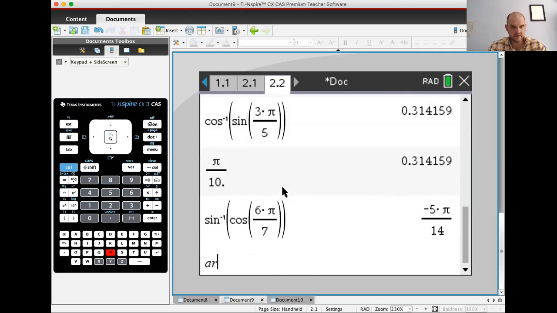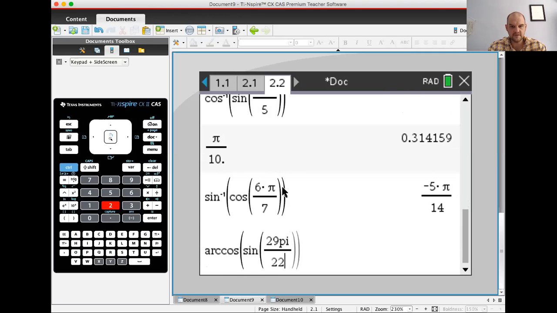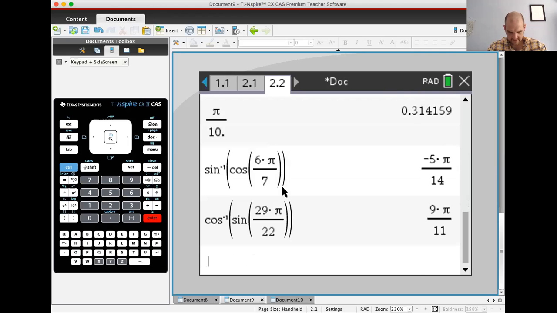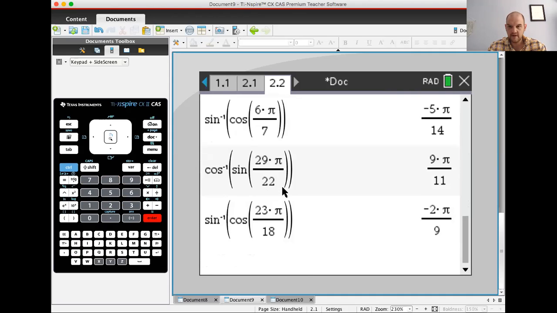Got it. Arc cosine of the sine of 29 pi over 22. 9 pi over 11. Got it. Arc sine of the cosine of 23 pi over 18. Negative 2 pi over 9.